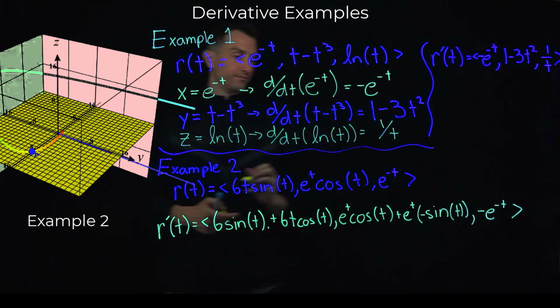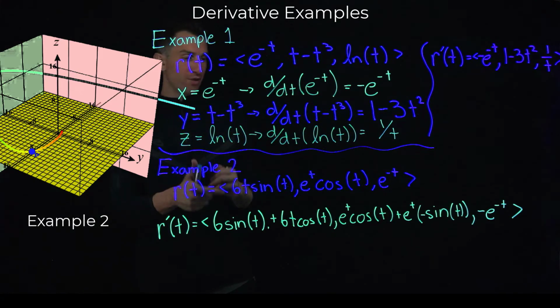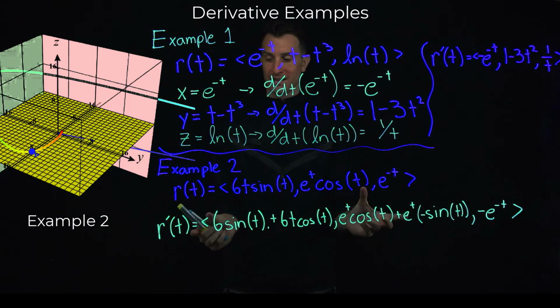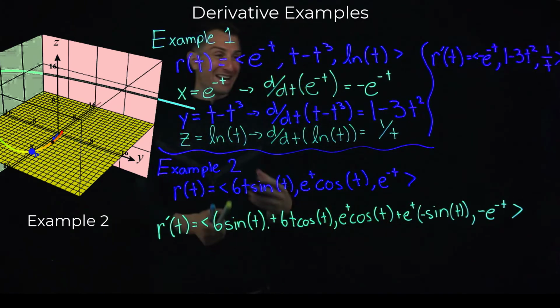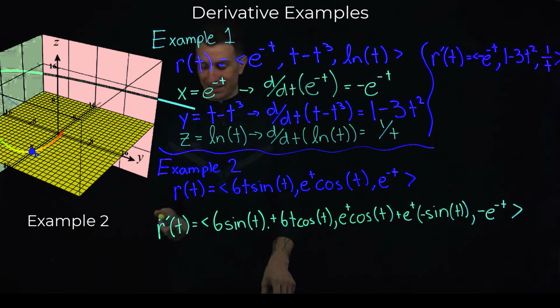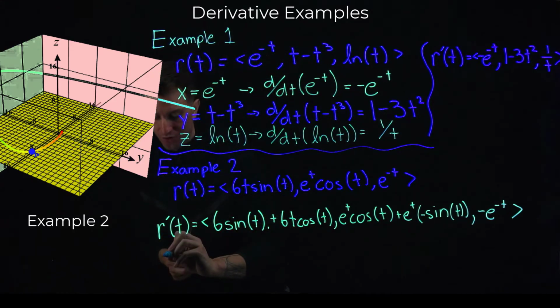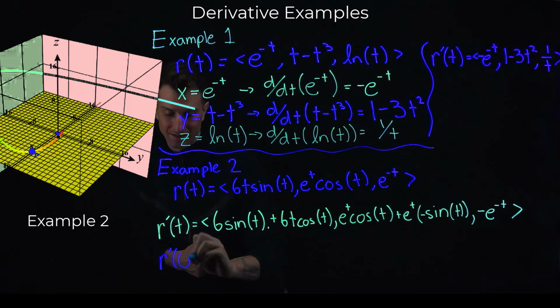Okay, and it's very possible that in your problems, maybe we want to find the derivative of this vector function at a specific point. So let's say I give you some added information and I tell you, well, what is r prime when t is equal to 0? So let's just evaluate it at 0. What do we get?